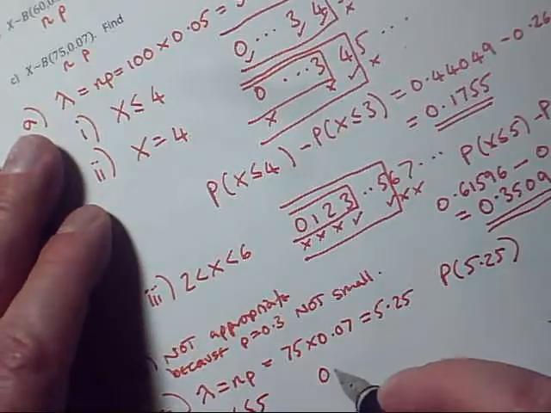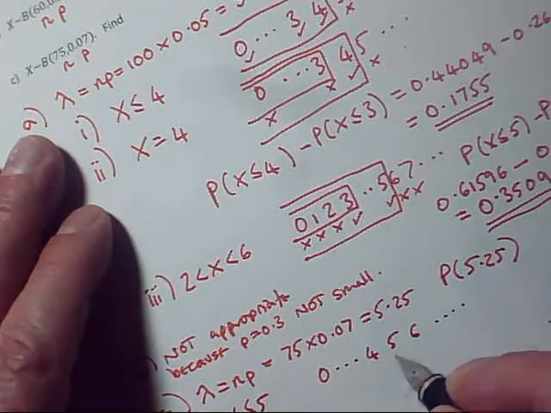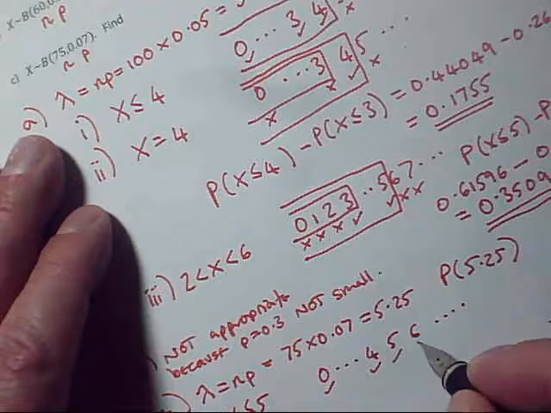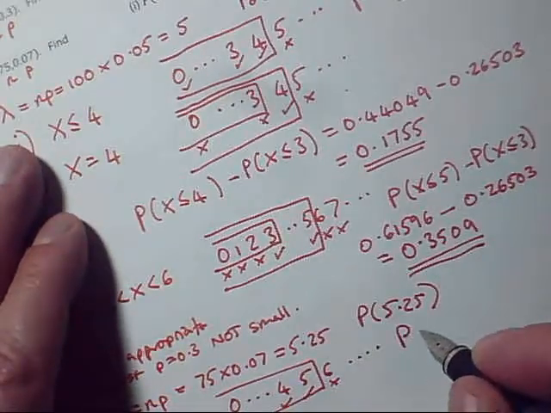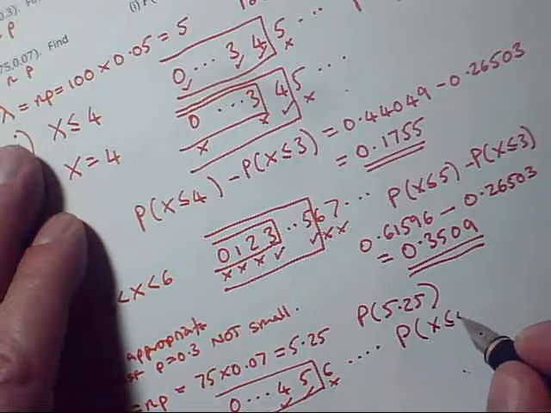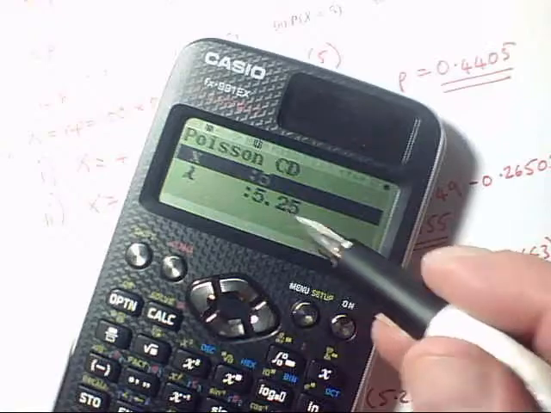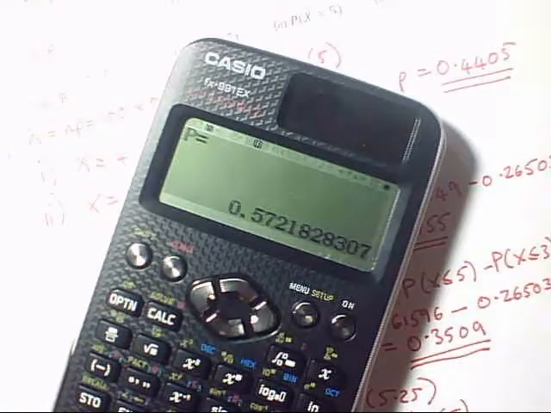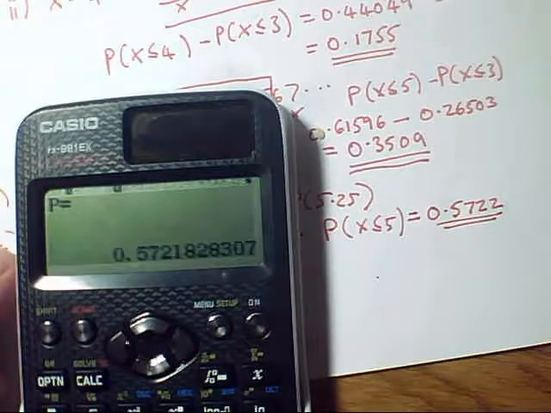List of outcomes, 0, 4, 5, 6, and so on. I'm interested in 0 up to 5, but nothing beyond 5. So my box comes like this. I just look up the probability of x being less than or equal to 5. So x value of 5, our mean of 5.25. The probability is 0.5722. That's the first part finished.